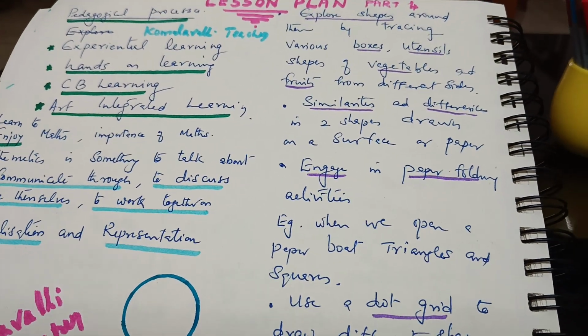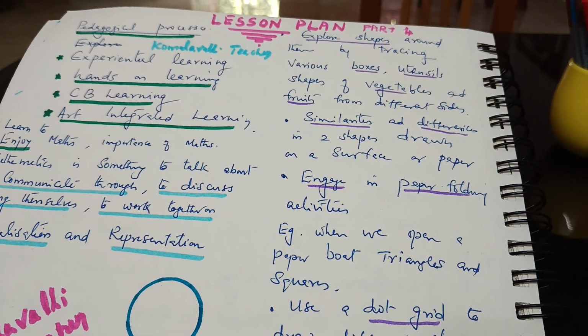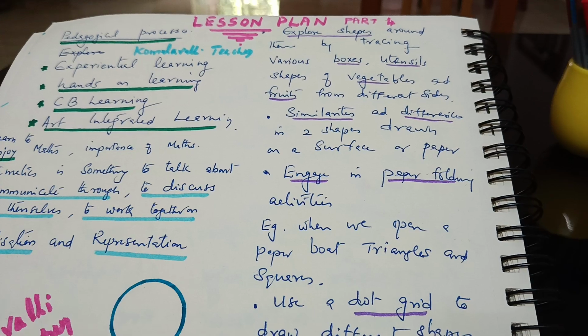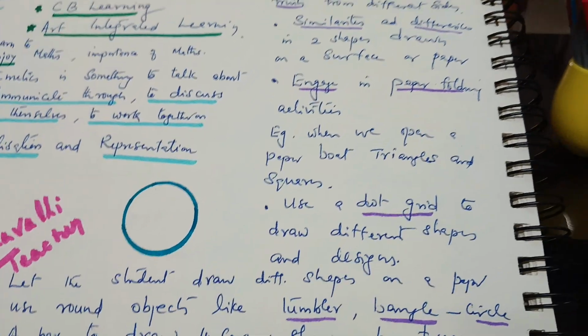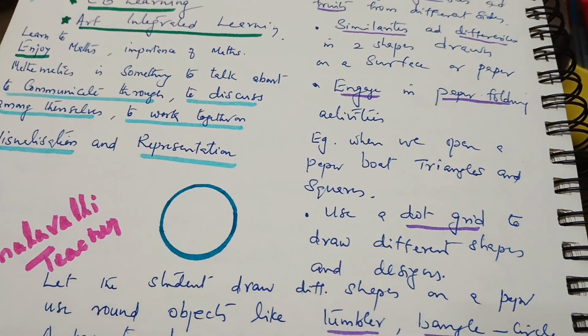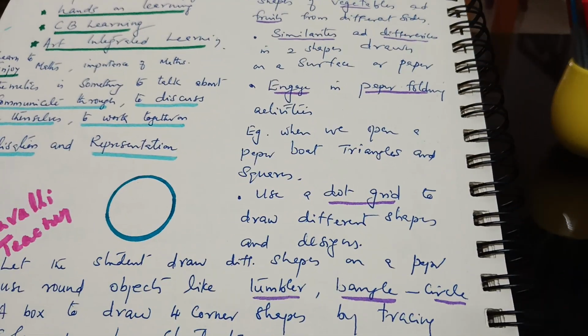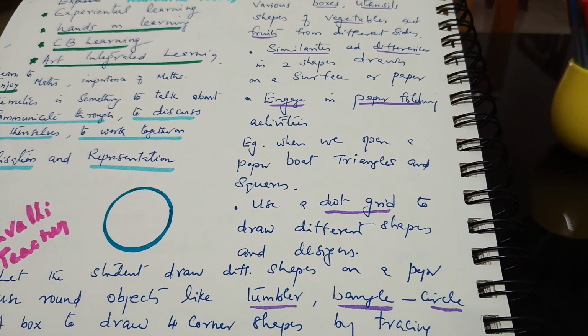When we open a paper board, you can see triangles and squares. After making triangles and squares, you are able to make a paper board. Then use a dot grid to draw different shapes and designs, a dot grid, as I will show you on the next page.